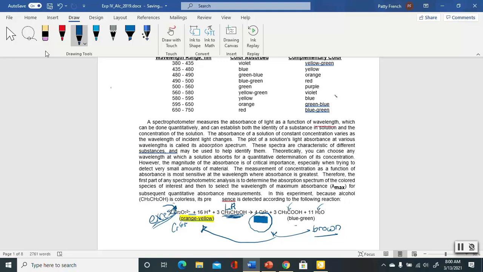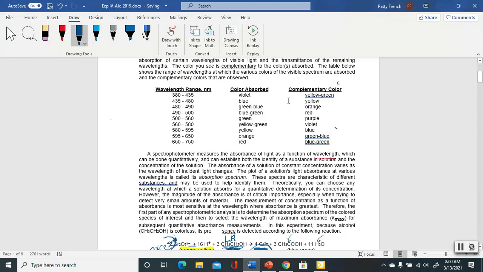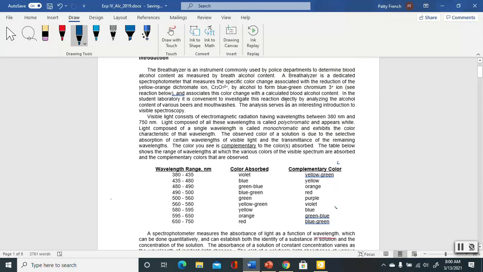So let's come up here and talk just a little bit about electromagnetic radiation, because we know we're going to have to be detecting a color. How are we going to do that? Well, as we know, visible light is somewhere between 400 and 700 nanometers, specifically between 380 and 750 nanometers. Now, you can have polychromatic light, which is what we're going to see in our solution, which has a multitude of wavelengths.